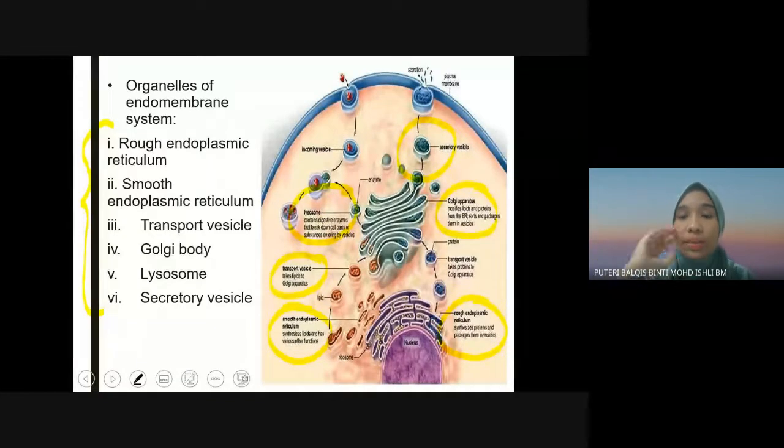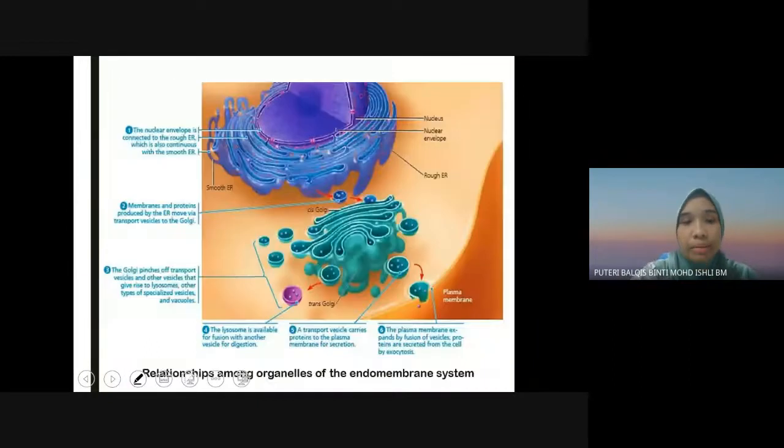Kalau dia nak bawa keluar, nak pass pada sel lain, dia akan keluarkan macam ni lah. Dia akan secretkan kepada luar by the process of exocytosis. Okay. Relationship among organelles of the endomembrane system. So ini adalah relationship dia lah.